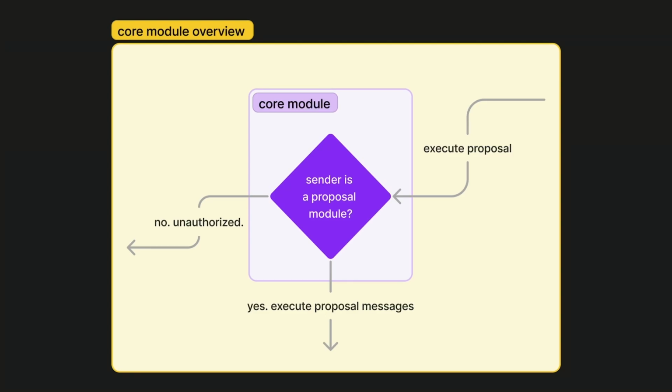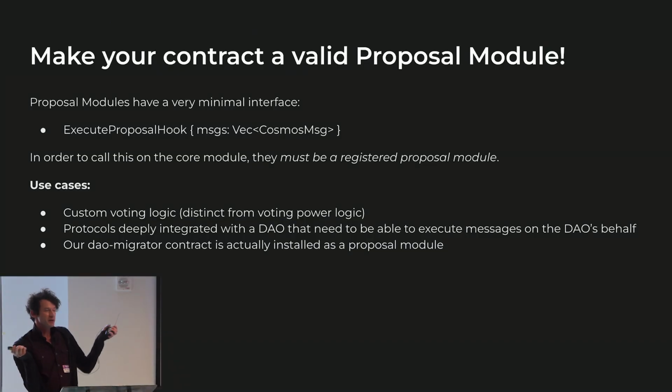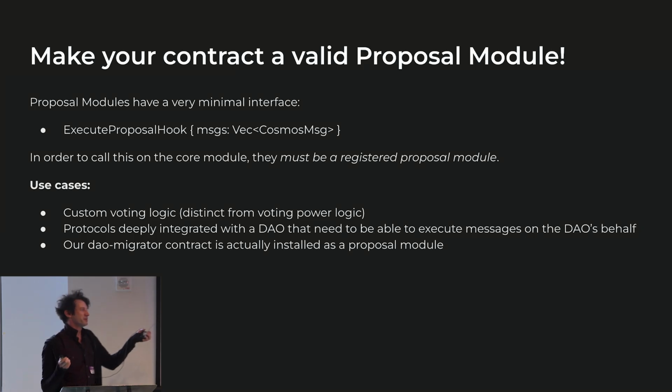And so how does it work? Basically, when we execute a proposal, the core module asks: is this sender a registered proposal module? If yes, we execute the messages, and if no, it's unauthorized. We're going to be working on some cool stuff later around permissions for modules, but that's future stuff. So how do you make your contract a valid proposal module? Well, this is an even simpler interface. Obviously, your module must be registered with the core module, but all you have to do is execute the proposal hook and pass all the messages you want. That's it.